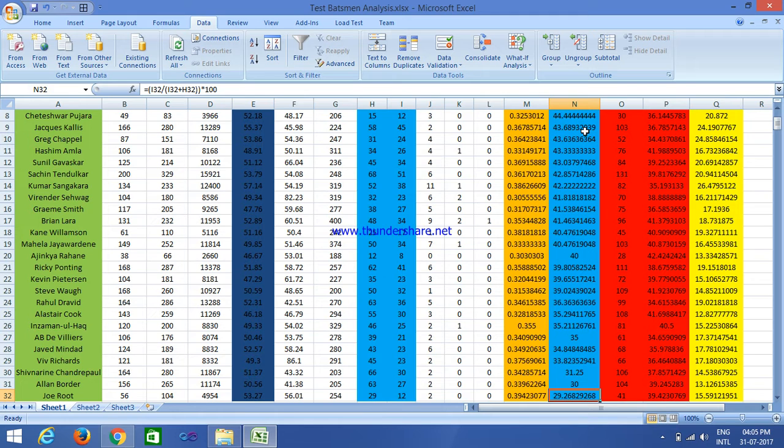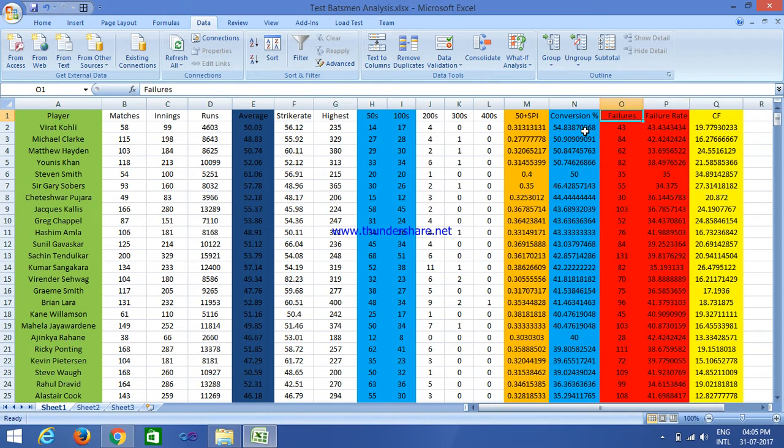I mean, if you just make a 50 and you get out, you potentially lose half of your runs. If you get a 50, you're almost set to make 100 because you have played the initial phase, which is really difficult for any batsman.